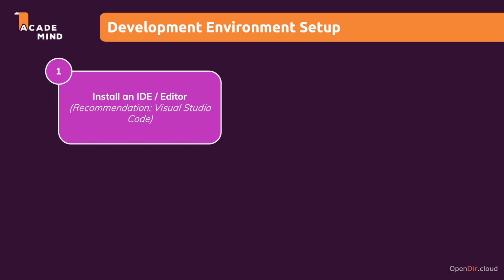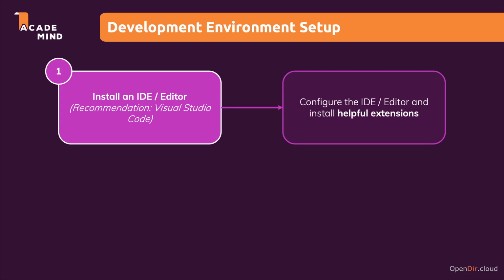So therefore, the first step is to download and install Visual Studio Code from code.visualstudio.com. But then as a second step, we're going to configure it. And we're going to install helpful extensions that help us with editing Python code.